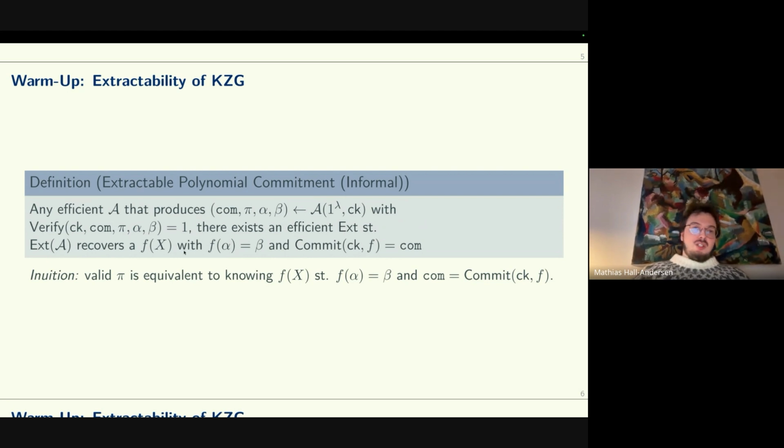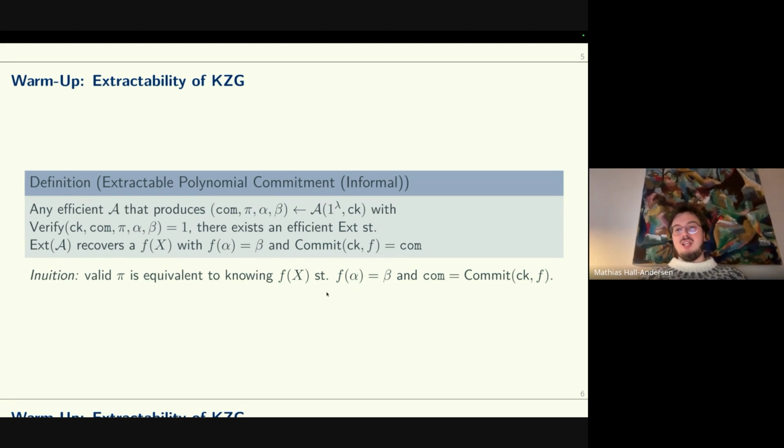It's a slightly naive definition, but so be it. The intuition behind this is that if you can provide a valid pi, then this is equivalent to knowing f of x, because there's an efficient way of recovering f of x, satisfying that it's a preimage of the commitment, and the particular preimage at alpha is also beta. This is combined with some binding notion for the commitment usually.